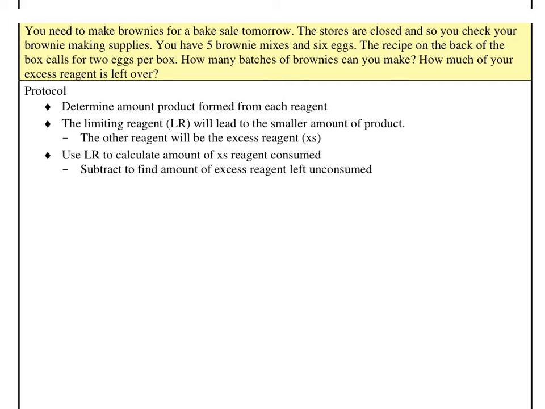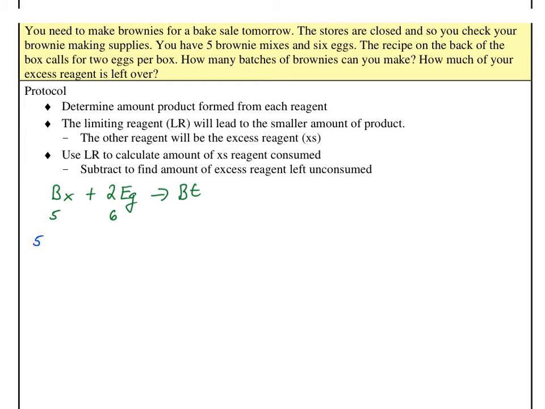Here's the process. We're going to initially do 2 calculations to determine how much product could be made if each reagent were completely consumed. First, we need a balanced chemical equation. I'm going to say that a box plus 2 eggs is going to give us a batch of brownies. Now, we said that we have 5 boxes and that we have 6 eggs. So we're going to do 2 calculations to determine how much product could be produced from each reagent.